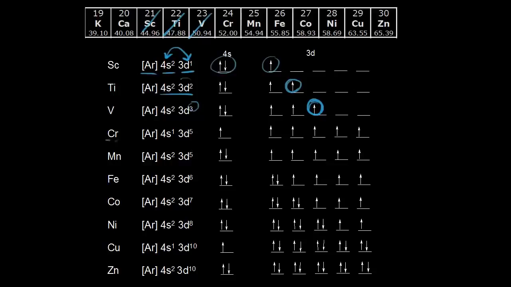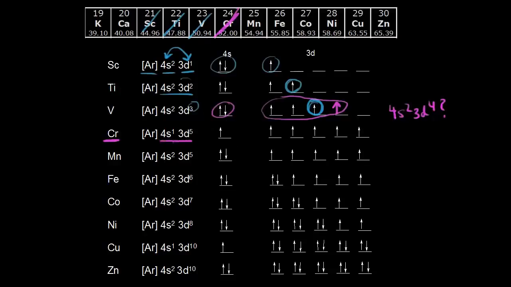So if you're just thinking about what might happen for chromium, there's 1 more electron to think about than vanadium, right? So you might think, oh, let's just add that 1 electron to a 3d orbital like that and be done with it. So you might guess 4s2 3d4. So let's go ahead and write that. So 4s2 3d4, question mark. But that's not actually what we get.